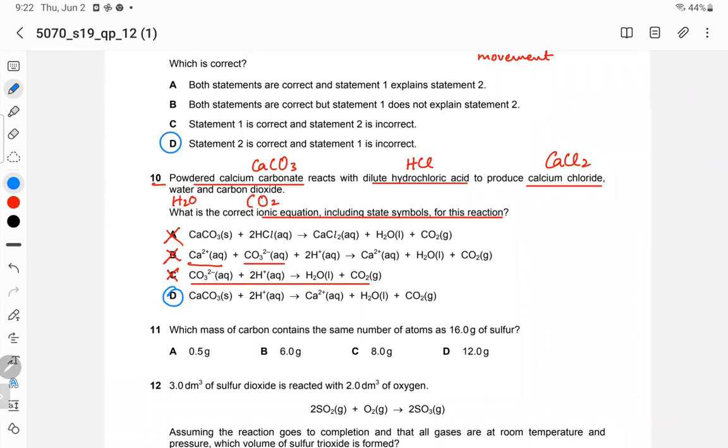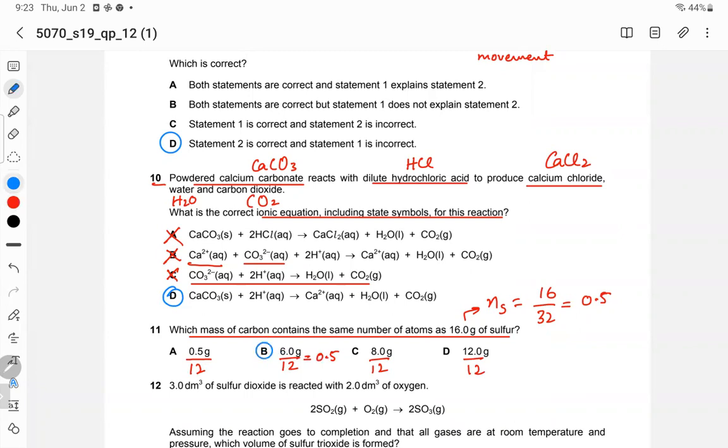Contains the same number of atoms as 16 gram of sulfur. So you have to find the moles of 16 gram of sulfur. The Ar of sulfur is 32, so 16 upon 32 gives us 0.5. Now if we talk about carbon, the one which has the same number of moles of carbon will be the correct answer. The Ar of carbon is 12, so divide every option by 12. I think here you will get the same moles, 0.5. So B is the answer.